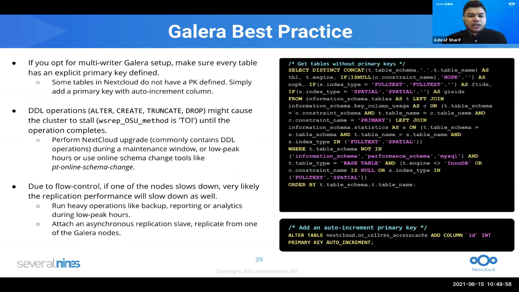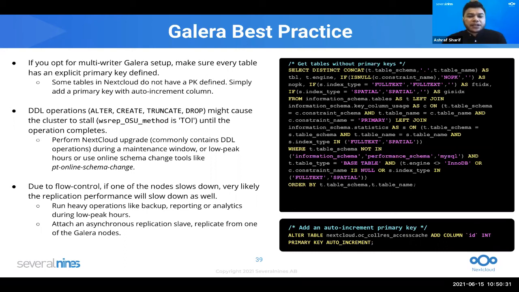DDL operations like alter, create, truncate, drop might cause the cluster to stall until the operation completes. So I recommend running the DDL operations during a maintenance window or during low peak hours, or even using online schema change tools like pt-online-schema-change or gh-ost. For Nextcloud, upgrading to the next version might trigger DDL operations, so it is better to perform the Nextcloud upgrade during the maintenance window.